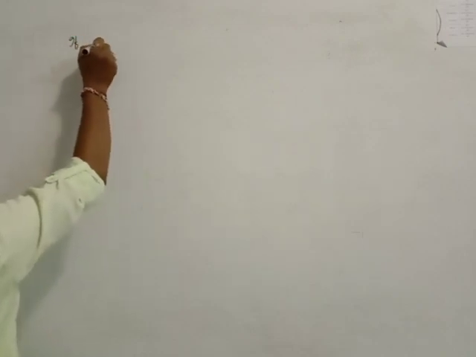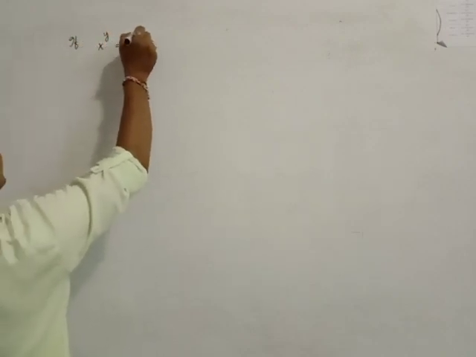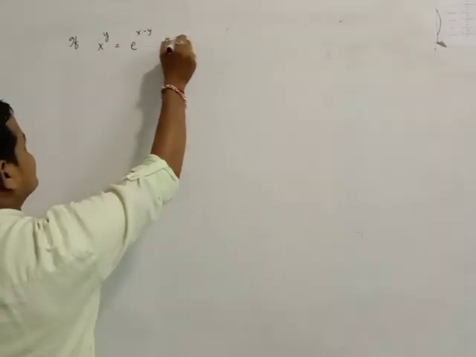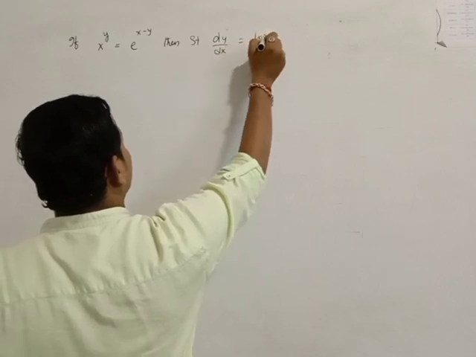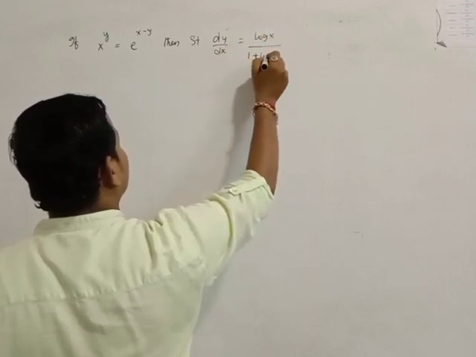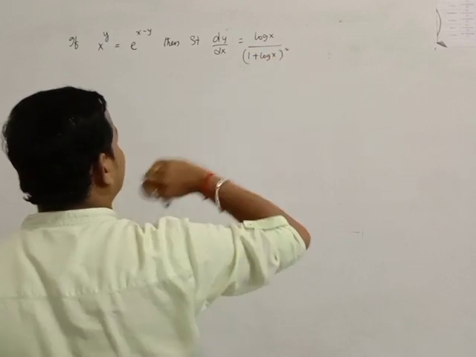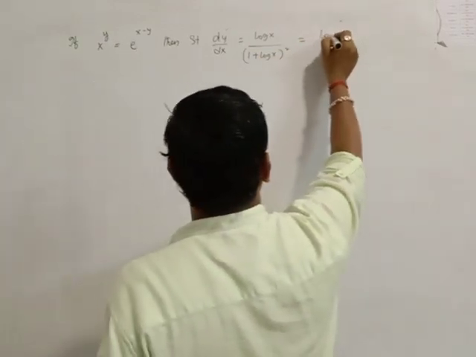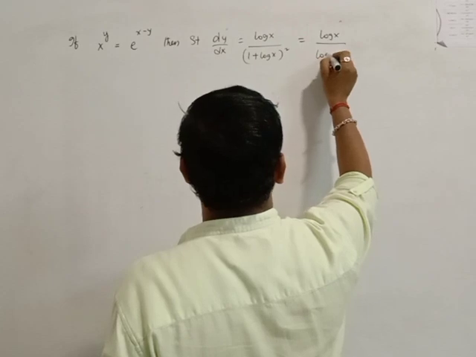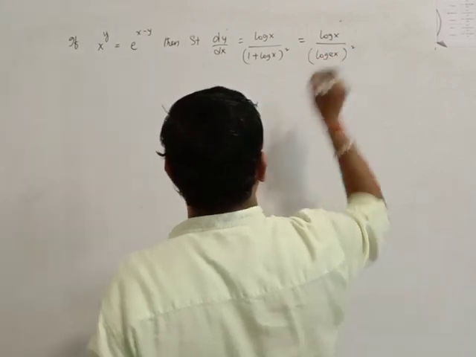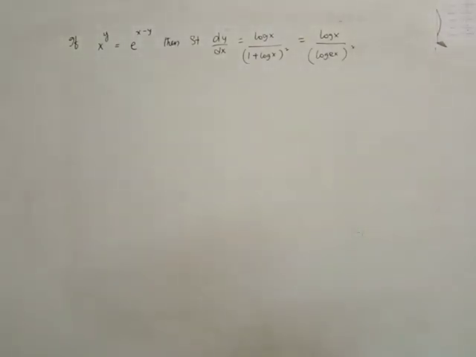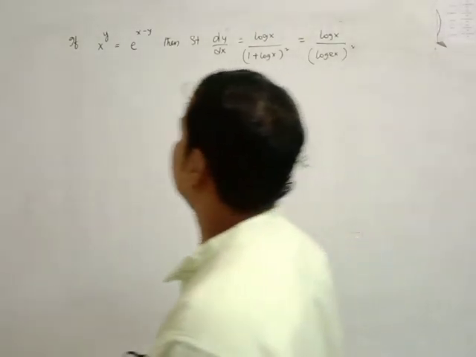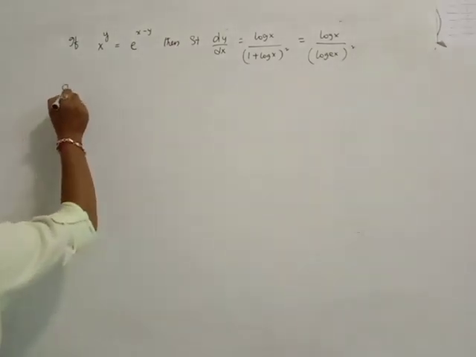Let's see the question. If x power of y is equal to e power of x minus y, then show that dy by dx is equal to log x by (1 plus log x) whole square. Sometimes it is given as log x by (log of ex) whole square. This question is also given sometimes in the base of e. This is also a problem which is related to the logarithm.